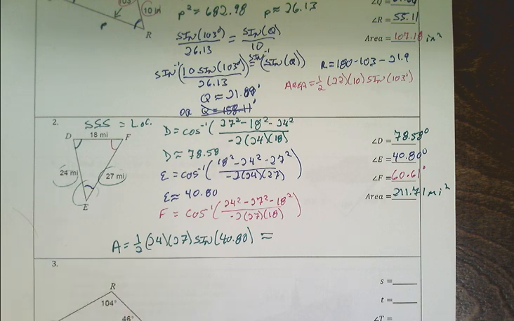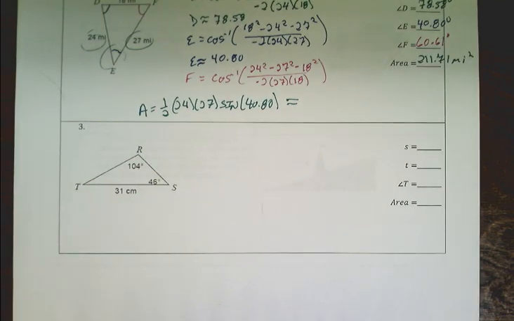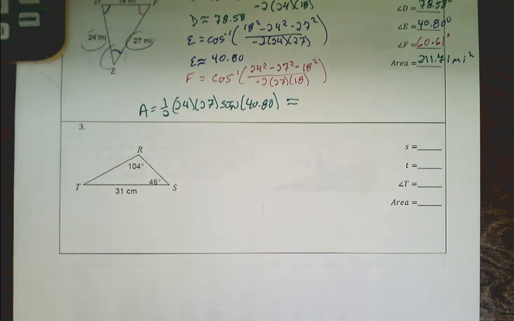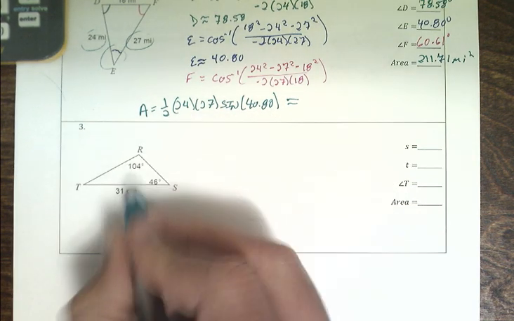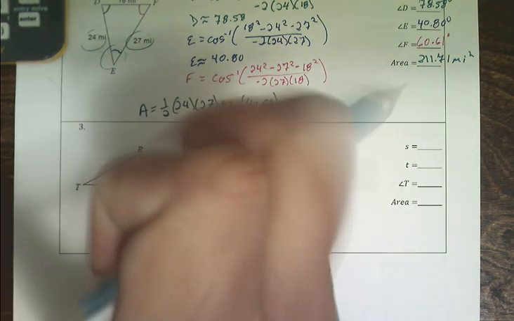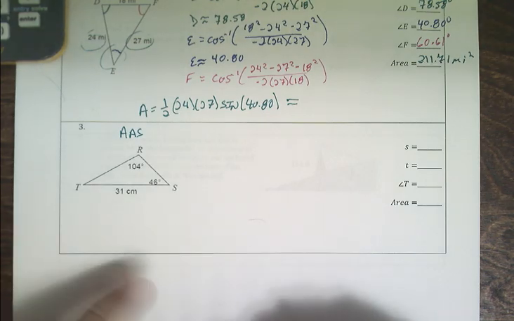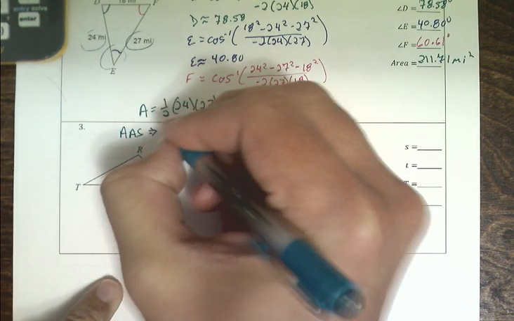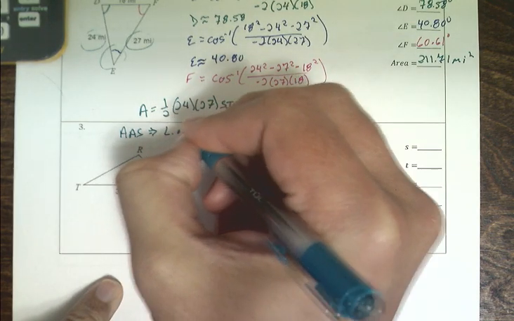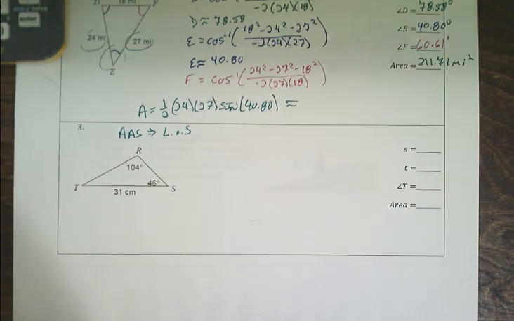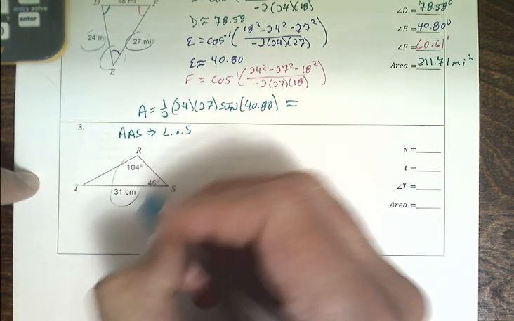Okay. One more question on this particular page. So here we are given angle, angle, side, angle, angle, side. We want to use law of sines to get us started. We have a completed ratio right there.